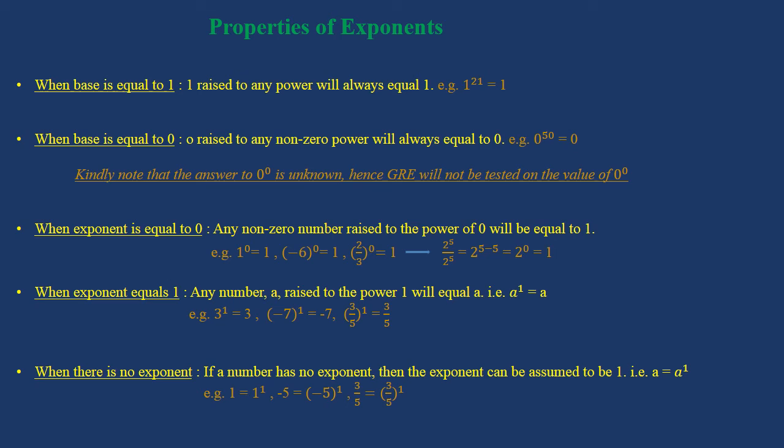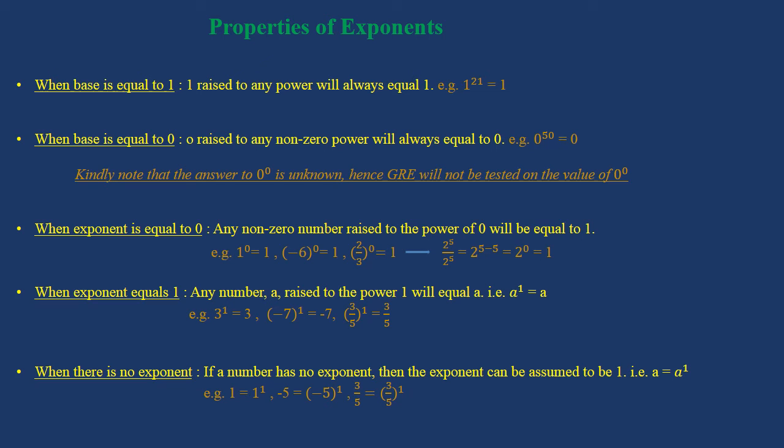Now the third property of exponents says that any non-zero number raised to the power of 0 will be equal to 1, right? And this can be proved by the expression 2 raised to the power 5 divided by 2 raised to the power 5 is equal to 2 raised to the power 5 minus 5, which is equal to 2 raised to the power 0, which is equal to 1.